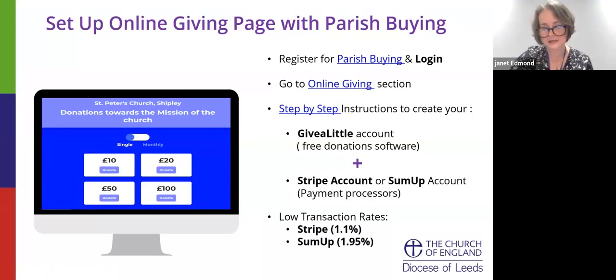So if you don't have a contactless device and you don't intend to get one, I would recommend just having a Stripe account. If you do have a contactless device, or you're planning to get one and you want to have an online giving page, I would recommend going for SumUp. The difference is, though, that Stripe, which only handles the online giving page donations, has a lower transaction fee of 1.1%, whereas SumUp, for an online giving page, the transaction fee is 1.95%.